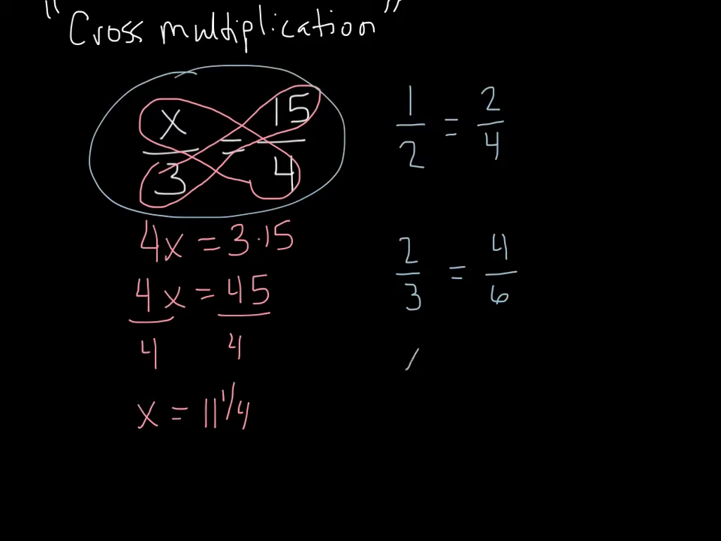I mean, x over 3, we're saying is equal to 15 over 4. We just don't know what x is. And we need to find the value of x that makes this number divided by 3 the same thing as 15 divided by 4. And as it turns out, 11 1/4 divided by 3 is the same thing as 15 divided by 4. So let's look at the pattern with these easier fractions up here.